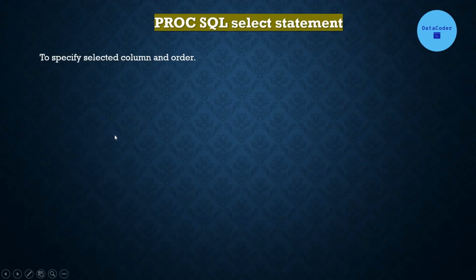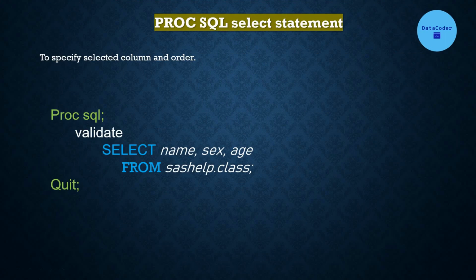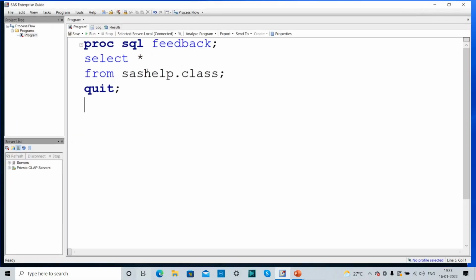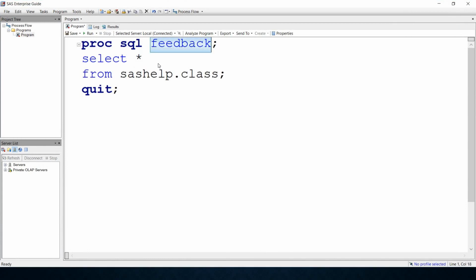So to specify the column names and order, if we don't want to print all the variables, then we can give the selected variables separated by commas, and we can mention the order as well. So now let's go to SAS. Here I don't want all the variables, so let's remove this feedback option. I just want 3 variables, and I need the order in this way.